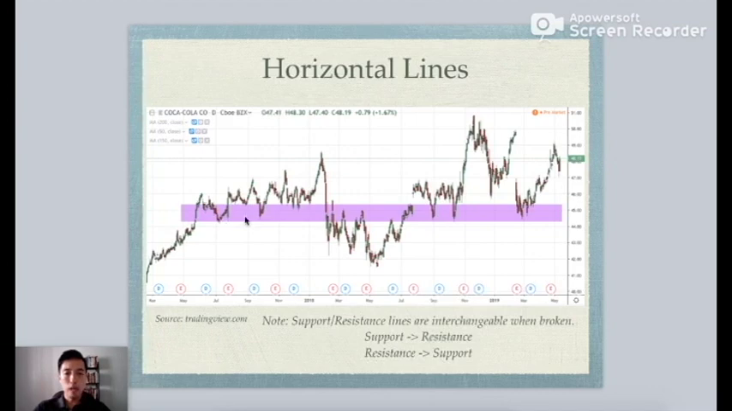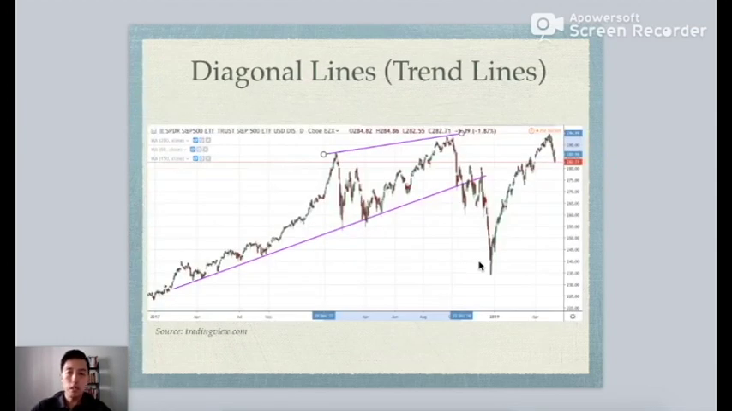So can you see that actually this same zone has been acting as a resistance, support level multiple times. And that is what I mean by support and resistance are interchangeable when they are broken, right? So that's very straightforward. That's how we actually identify and draw a horizontal support and resistance line.